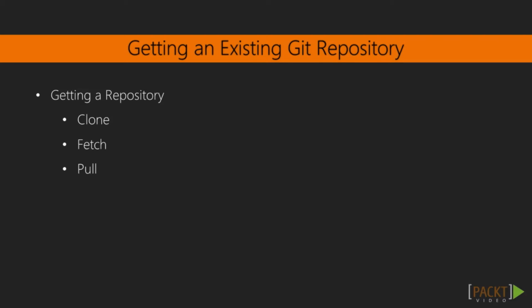There are 3 common commands to get a Git repository. They are clone, fetch, and pull. Your habit may be to use one of these all the time, probably pull. But understanding the specific behavior of each will give you more control over your workflow.